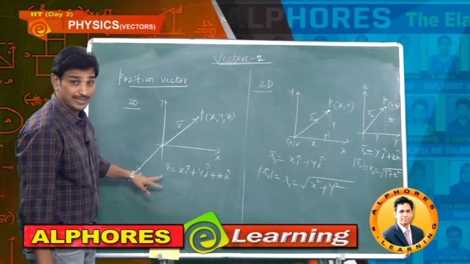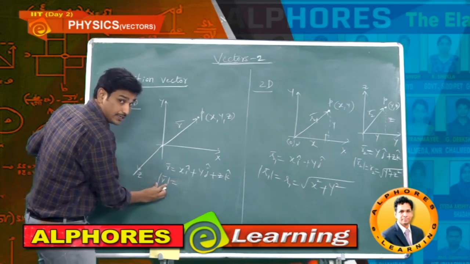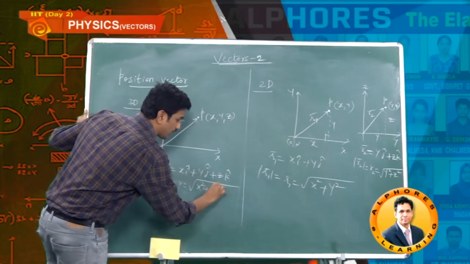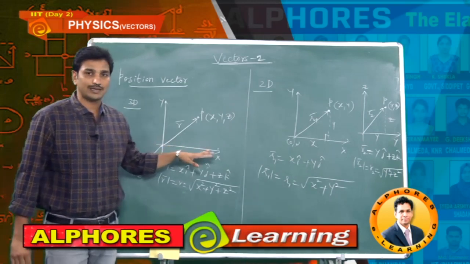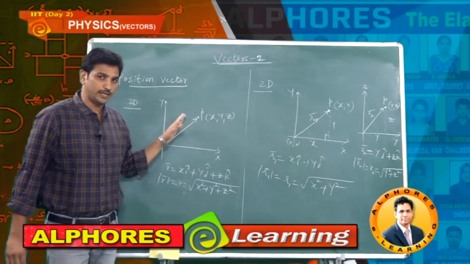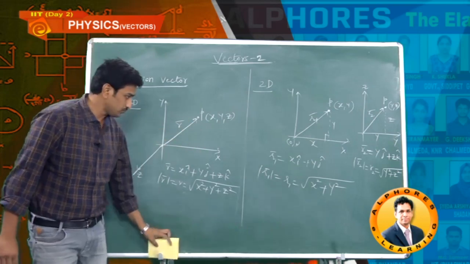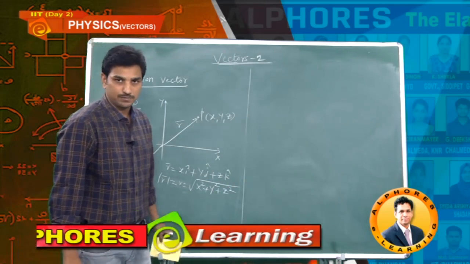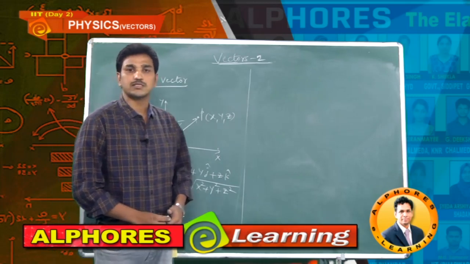Now here we will write the magnitude of position vector in 3D. Vector magnitude is a scalar, that is under root of x square plus y square plus z square. I think you got the clarity about position vector in 1D, 2D and 3D. Next, we will go for one more type of vector. Yesterday also we have seen some vectors. Now we will go to some other type of vectors.